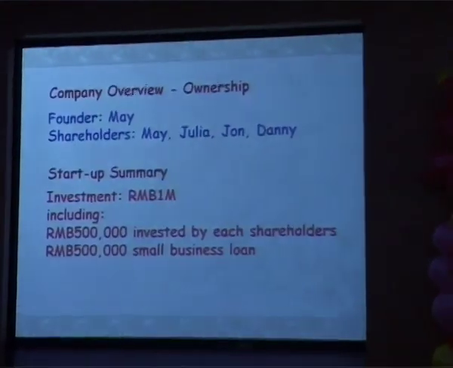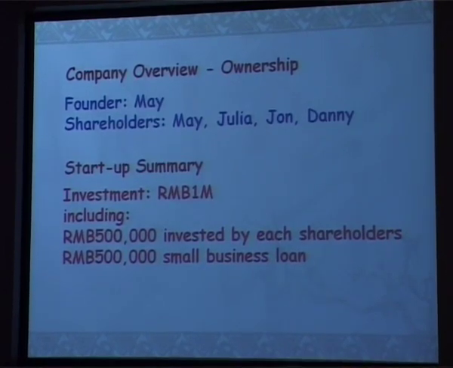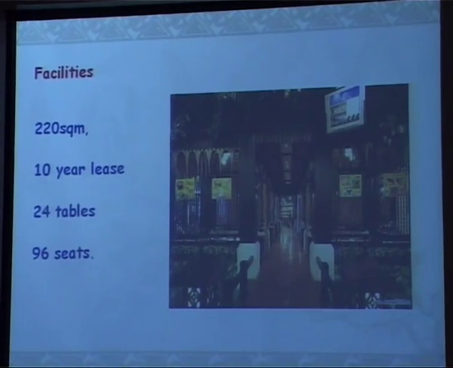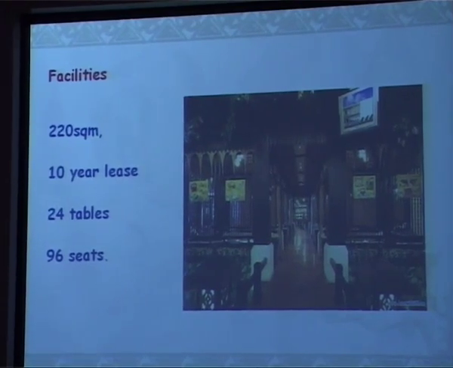I am one of four founders who are going to set up this business by investing 1 million RMB. This 1 million RMB will support a restaurant of 220 square meters under a 10-year leasing contract. We will have 24 tables in our restaurant, which produce 96 seats. So, welcome to our restaurant, and I'm sure you will experience the most healthy food, get the very best service, and share your valuable ideas of protecting the environment.